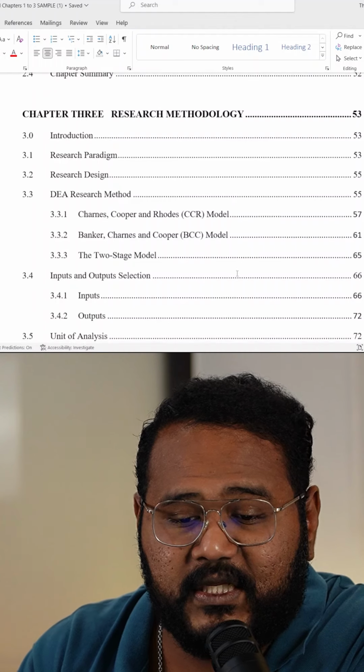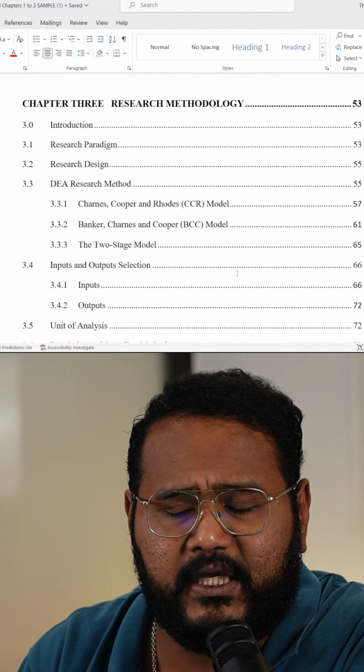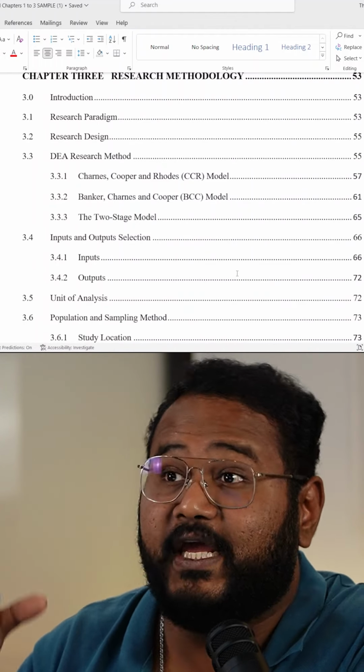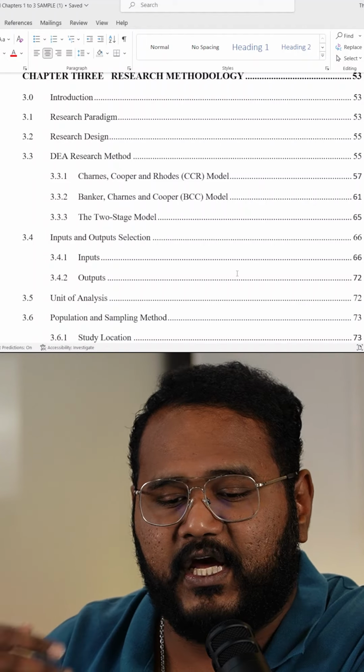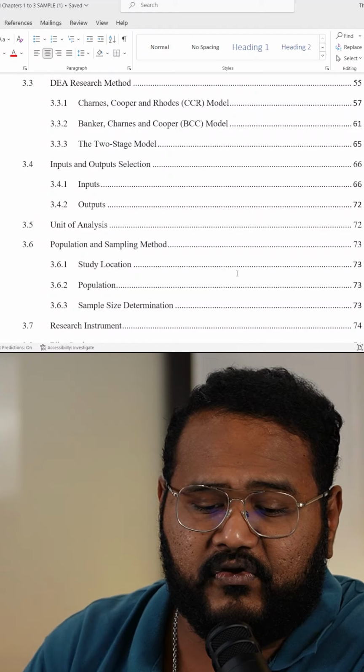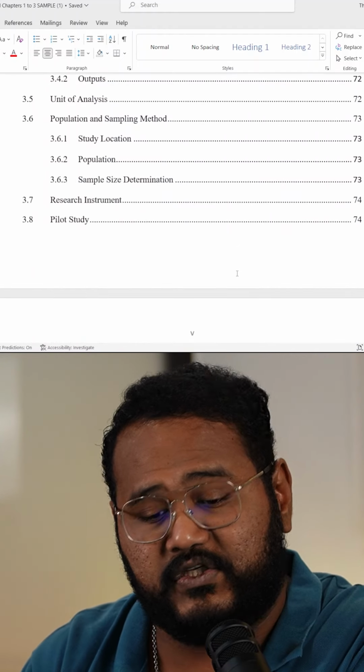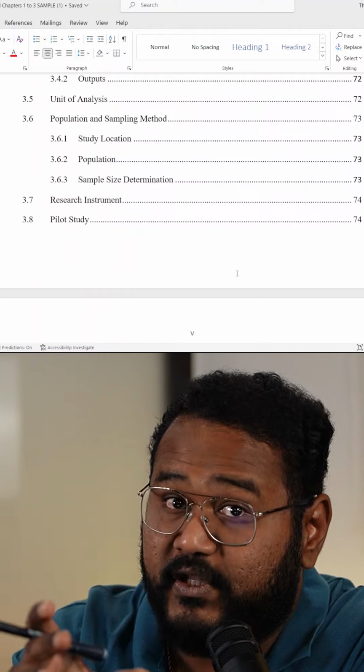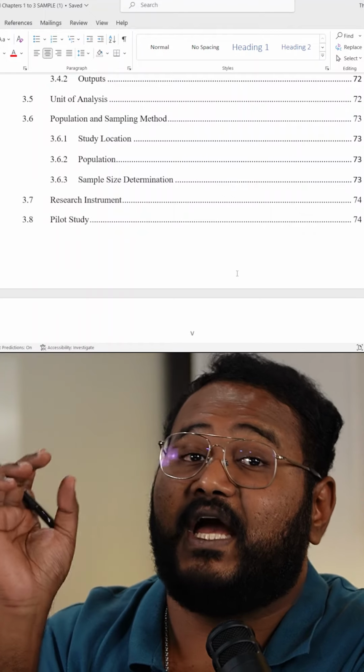So in chapter 3 here, this is a bit standard, where you'll talk about an introduction again to that particular chapter, research paradigm, research design, sample design, sampling, input-output selection, unit of analysis, population, sampling method, and so on. Some people will do a pilot study before their defense. Some people will do their pilot study after their defense. Now again, this is step 2 of our entire coaching and consulting process.